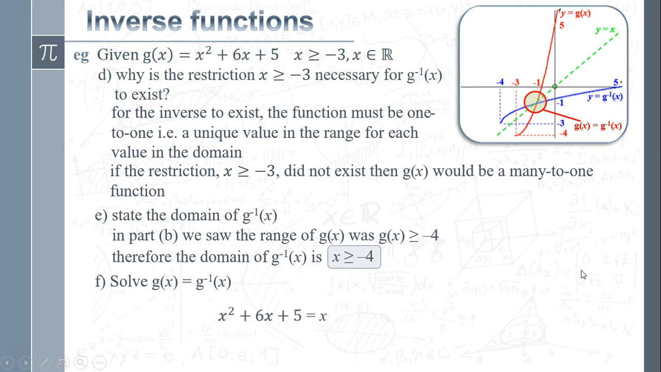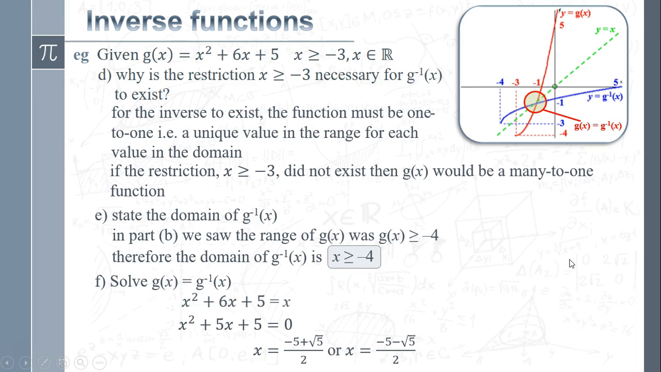So let's just create a little bit of space and solve that equation. Move the x over, whack it into the quadratic formula on our calculator, and we've got two possible values. But because the inverse exists, we know that our original function only has unique values. There's only going to be one possible value. So which one is going to be the correct value? Well, we're going to have to take that one out because that one is less than minus 3, so it's not in the original domain.